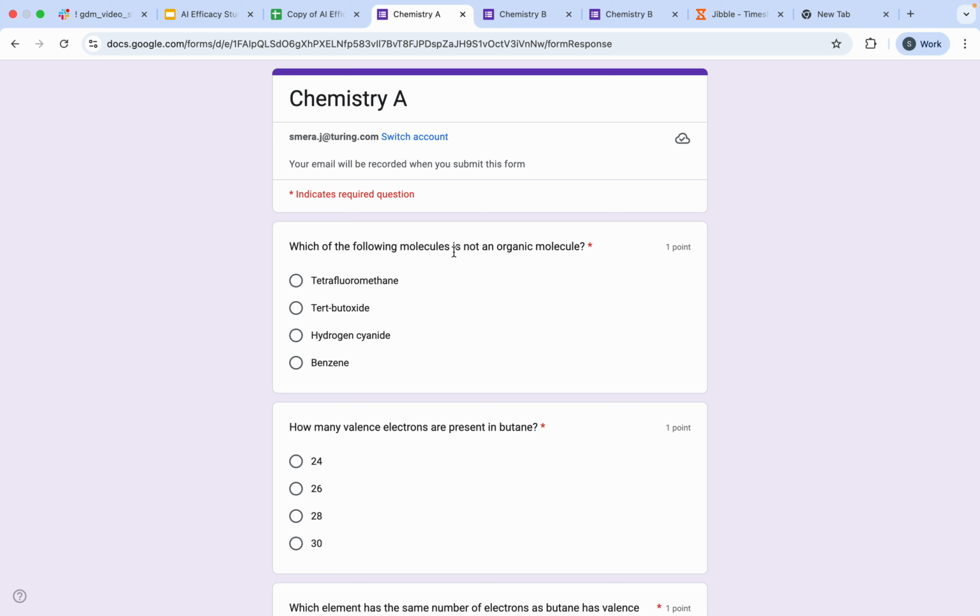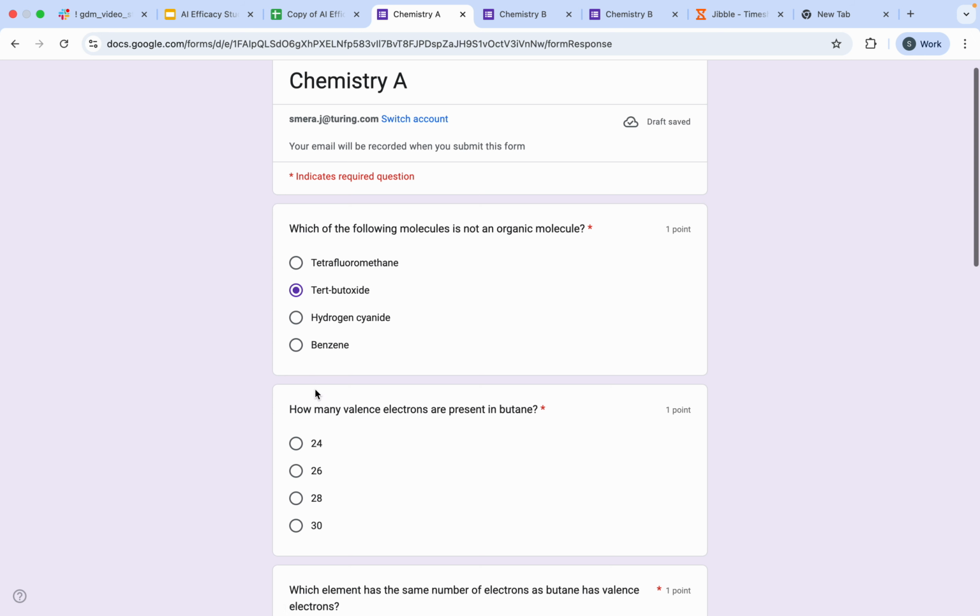Which of the following molecules is not an organic molecule? Tetrafluoromethane, tetrabutoxide, hydrogen cyanide, benzene. I think this one is the right answer, which does not contain. Okay.